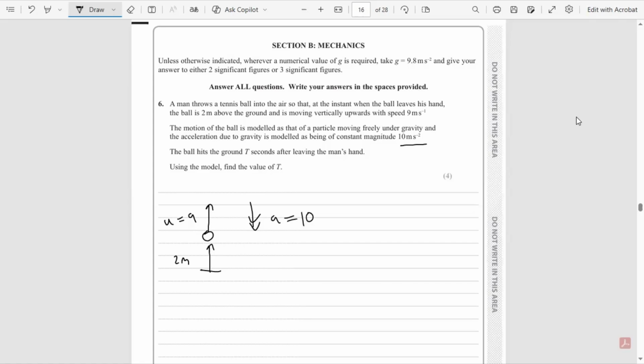Now the ball hits the ground capital T seconds after leaving the man's hand. So the ball is kind of doing this, is going to go up to the top there, and then it's going to fall back down here to the ground. So again, T seconds is the time it hits the ground. So using the model, find the value of T.